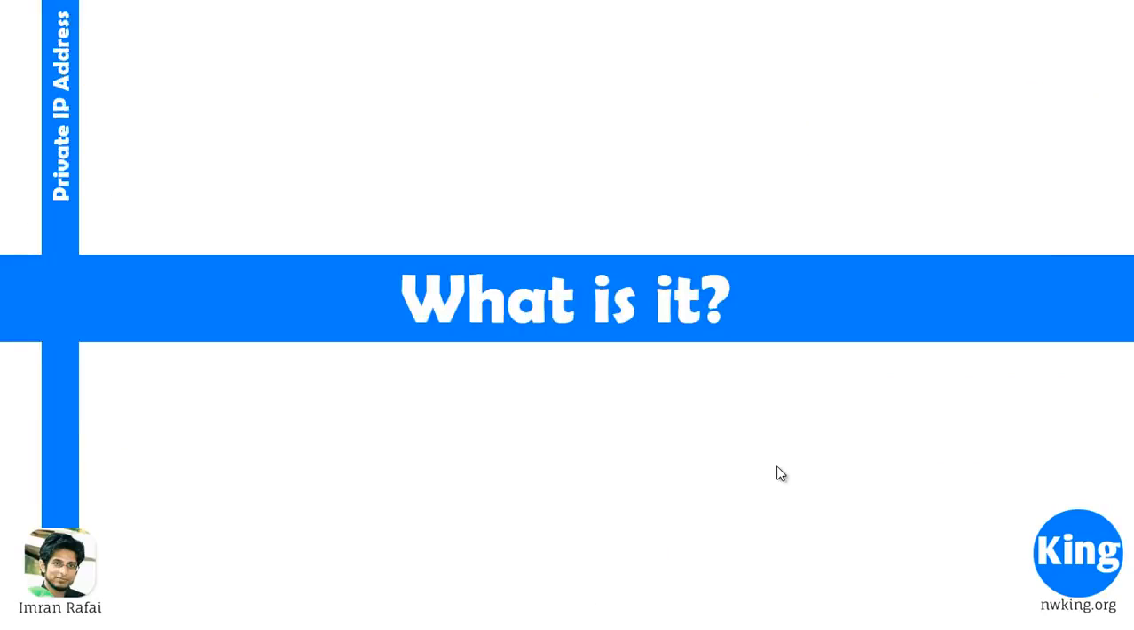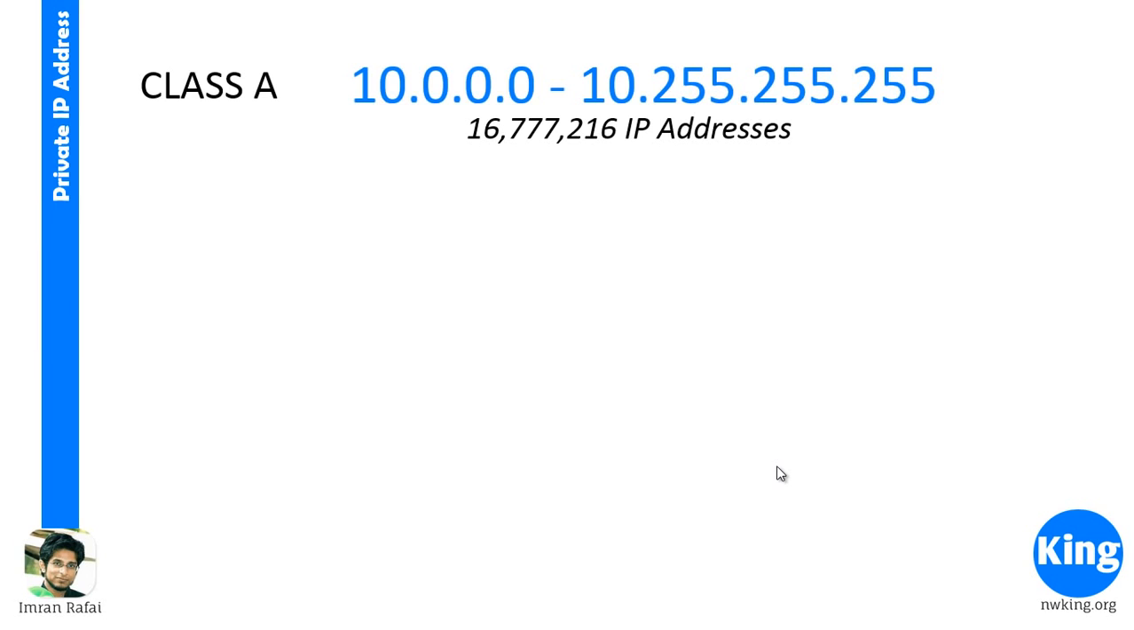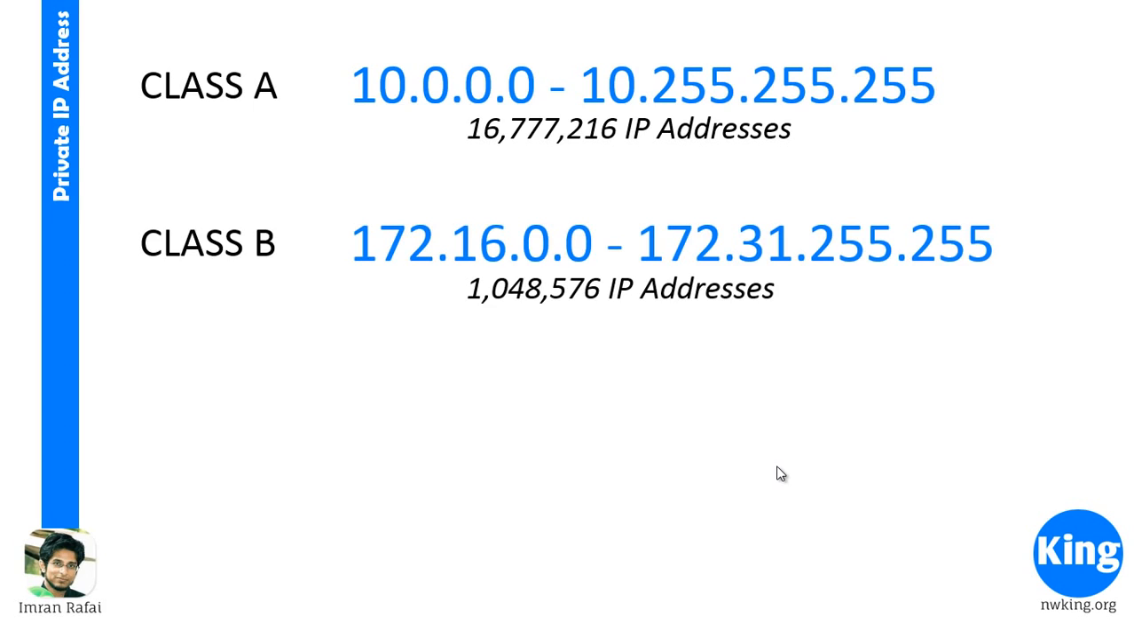Now to understand subnetting, we need to talk a little bit about IP addresses. There are 2 types of IP addresses. You have the private IP addresses and you have the public IP addresses. What is a private IP address? Private IP addresses are addresses in this range. For class A, we have 10.0.0.0 to 10.255.255.255. That is nothing but 16,777,216 IP addresses.